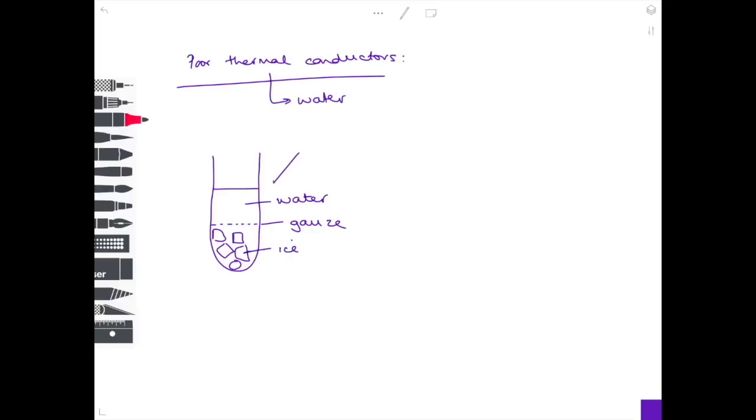Then we're going to apply heat in the form of a Bunsen burner, and that's just to the water at the top. And what you find is that water boils without the ice below melting, thus demonstrating that water is a poor conductor.